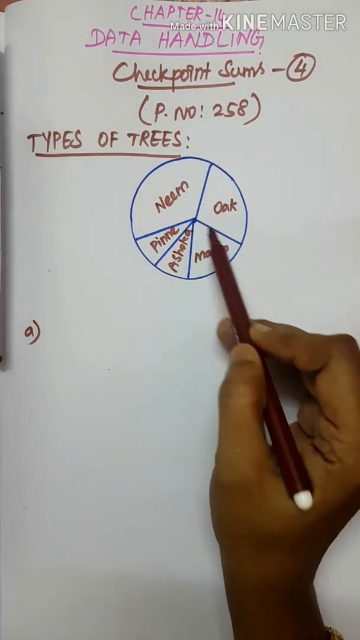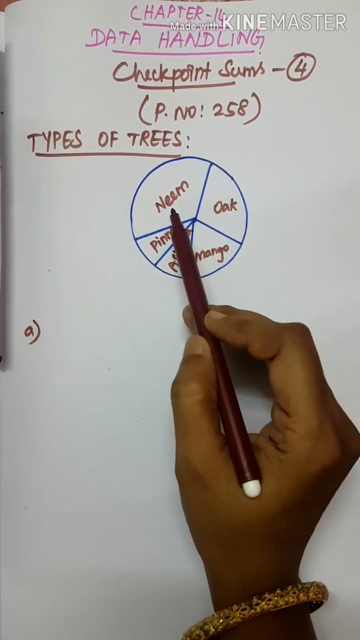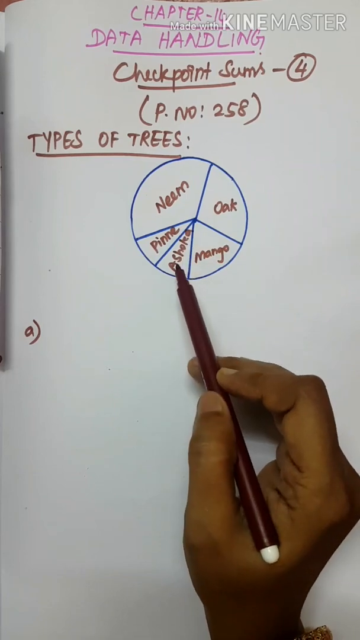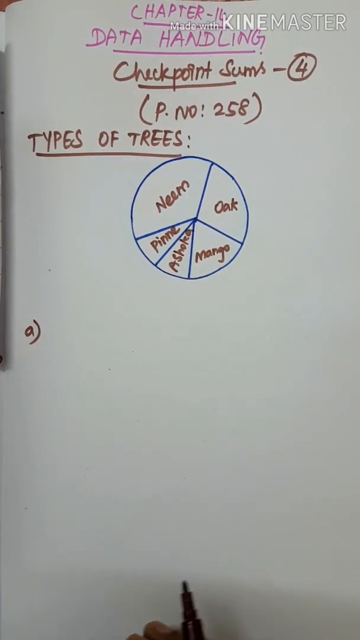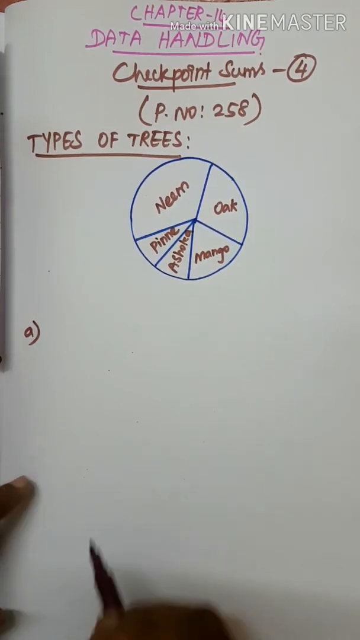So this makes the oak, mango, neem, pine, ashoka. So you can analyze which one is the most space occupying tree is neem, and the next one is mango, oak, and the least one is pine. Let's see the questions one by one and we can answer it easily.